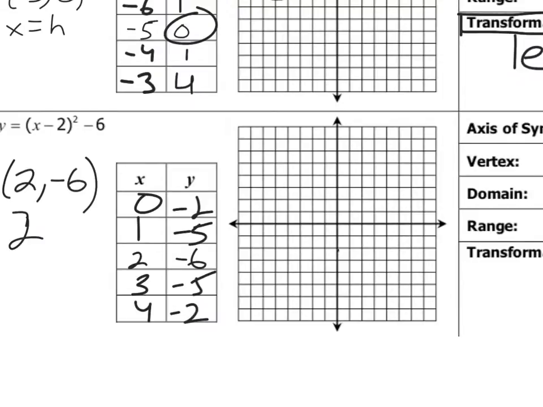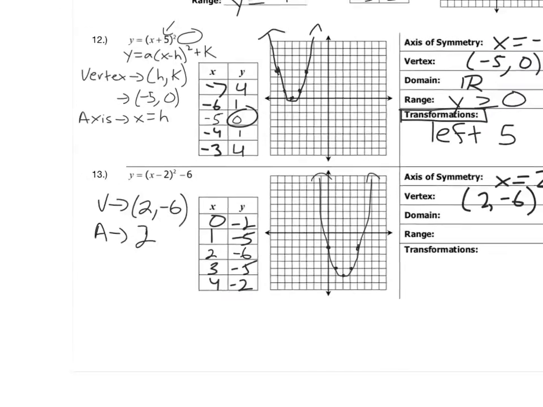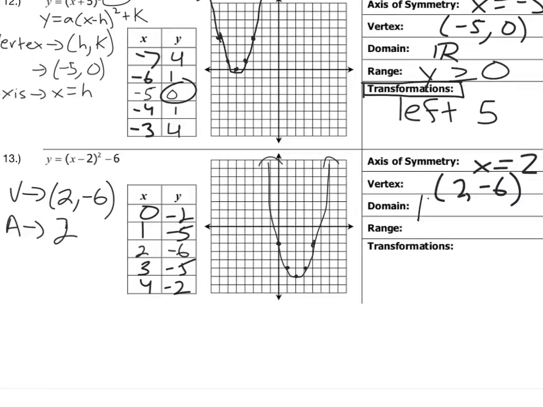So (0, -2) is right here. (1, -5) is right here. (2, -6) is right here. Then (3, -5) is right here. (4, -2) is right here. Okay. Go ahead and draw our parabola, just like that. And your domain is going to be all reals. It's opening up, so it's going to be y is greater than or equal to, and then whatever the y value is of your vertex, which in this case is -6.